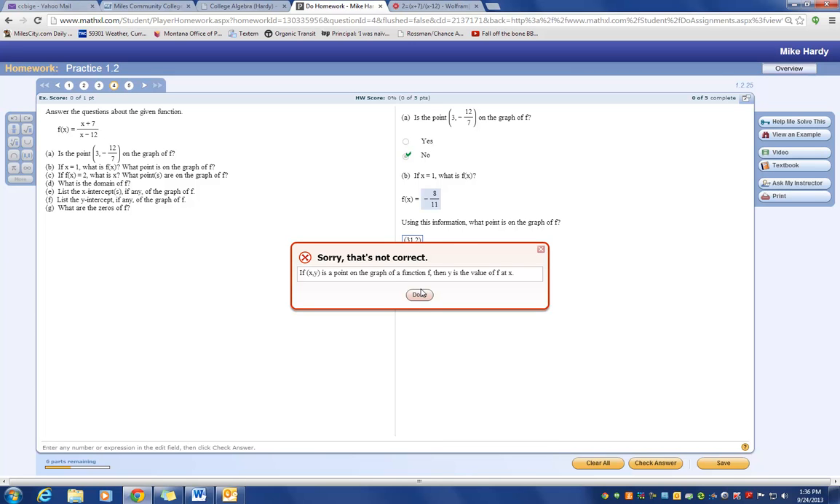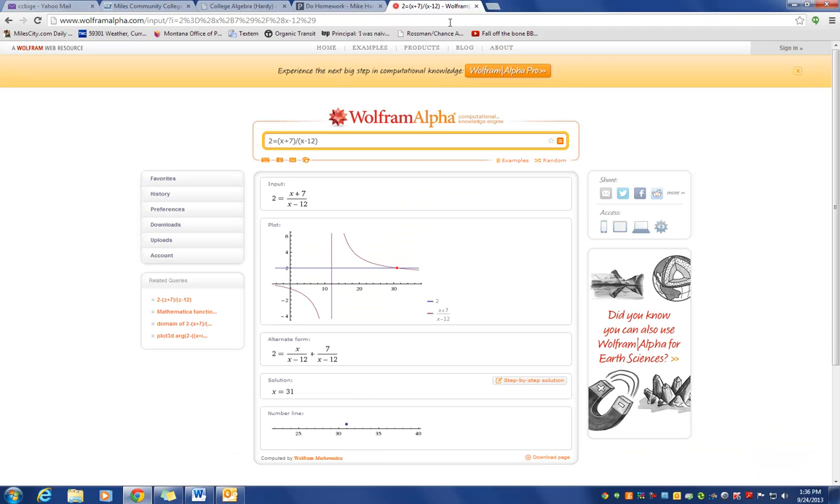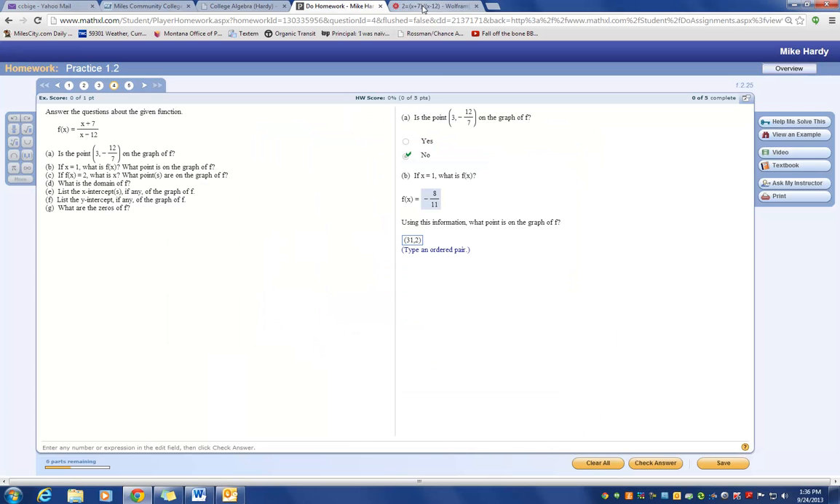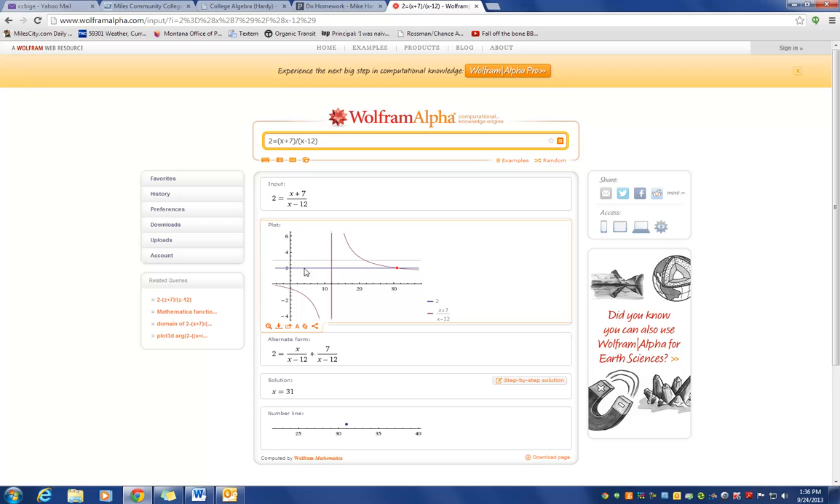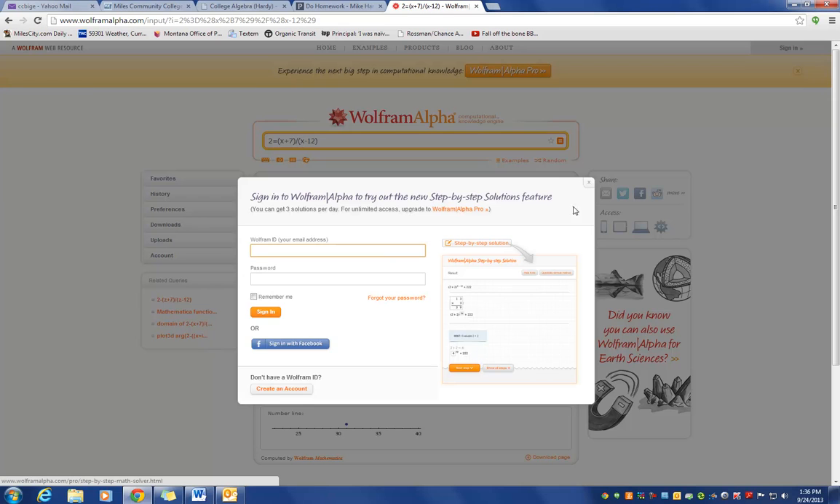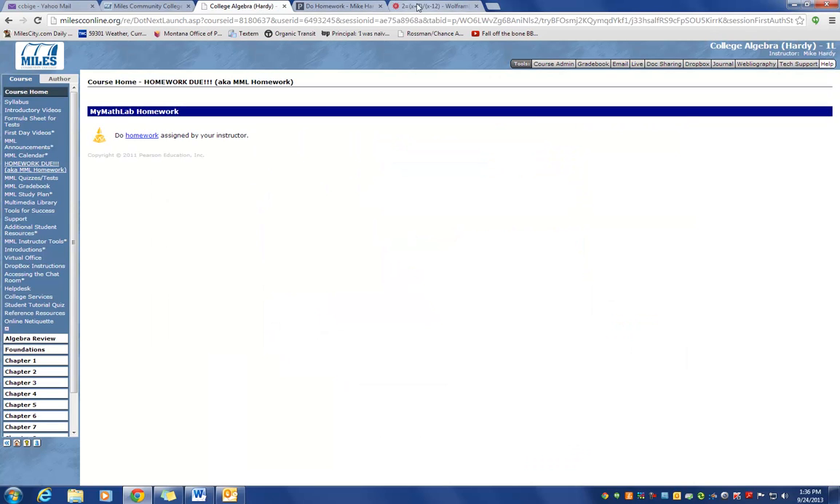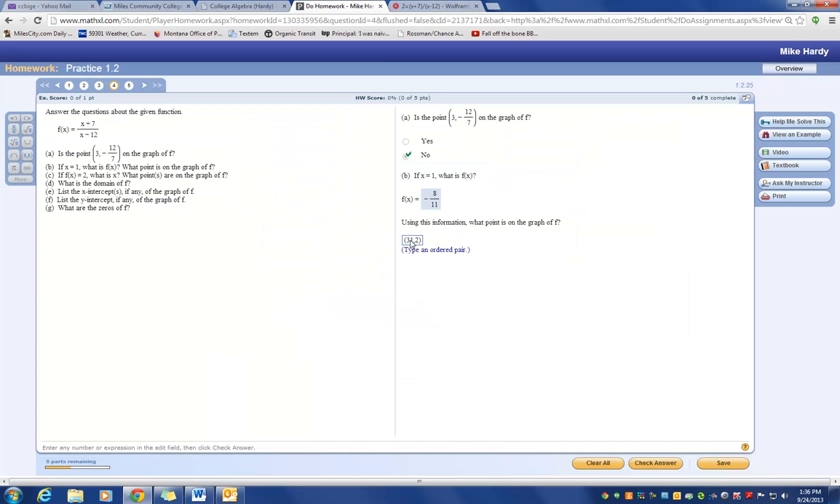Okay, when y is 2, what must x be? Okay, so let me go back to Wolfram Alpha. 2 equals x plus 7 over x minus 12. It really does appear to have graphed it all right. And my solution, it says, is x equals 31. It wants more to get that step-by-step solution. But let's just look again. Make sure I've entered it right then. Okay, so I say x is 31 and y is 2.